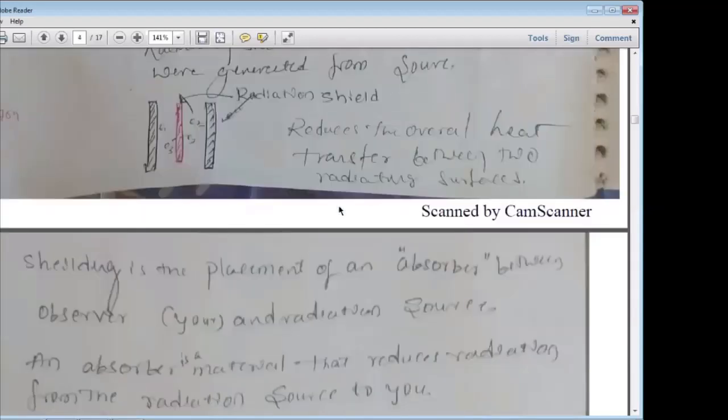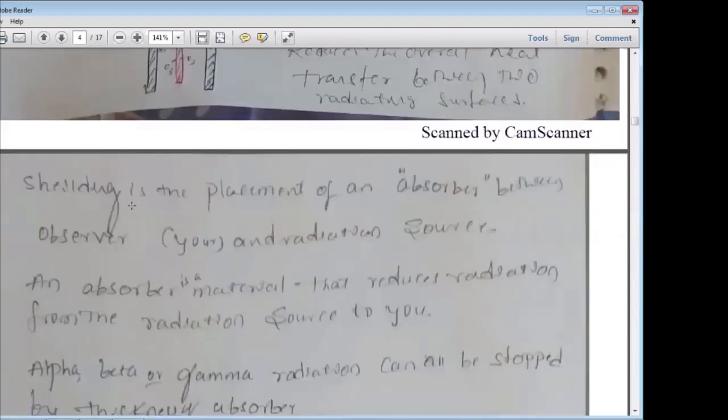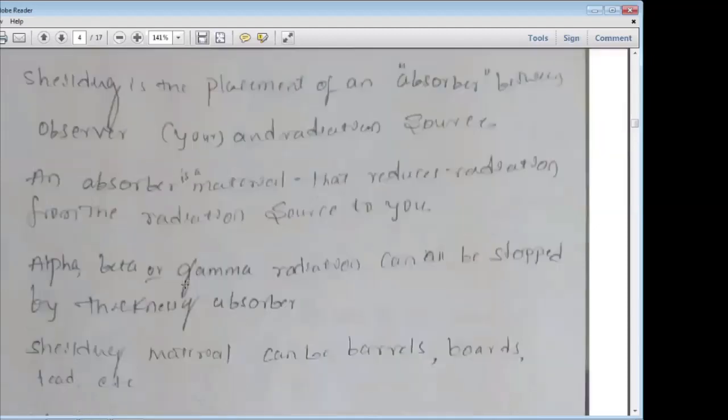Shielding is the placement of an absorber between the observer, you, and the radiation source. An absorber is a material that reduces the radiation from the radiation source reaching you. Suppose in the case of alpha, beta or gamma, radiation can all be stopped by a certain thickness of the absorber.